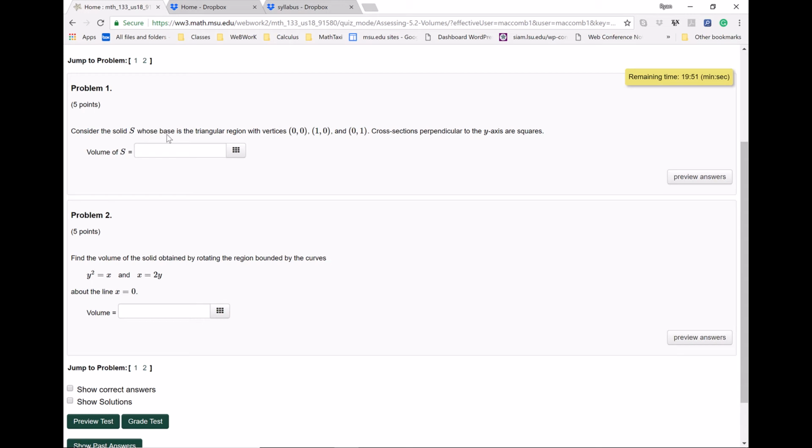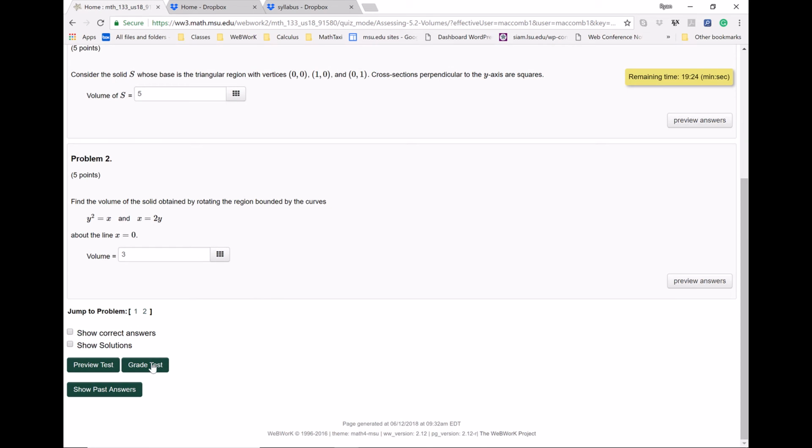Okay, consider the solid S. We have some nice triangle cross sections perpendicular to the y-axis that are squares, and let's say I did a bunch of computations. I have 20 minutes, and I get the answer 5. I got the volume was 5. And here I'm trying to find the volume of the solid obtained by rotating some region, bounded by these curves, about the line x equals 0. Let's suppose I did some other calculations and I got the answer 3.